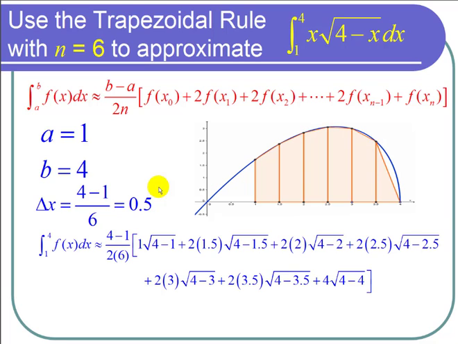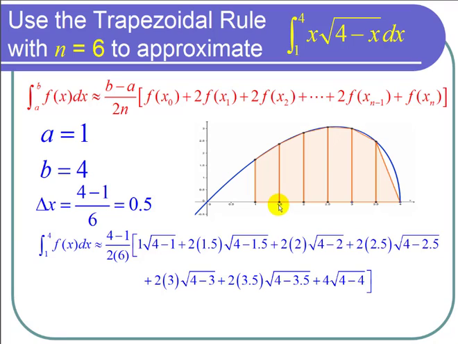So now we're going to plug in our numbers. So we have b minus a over 2 times n, or 4 minus 1 over 2 times 6. And then x naught is 1. That's the very left endpoint. So we have 1 times the square root of 4 minus 1. And then we start moving by 0.5s. That's the purpose of this delta x.